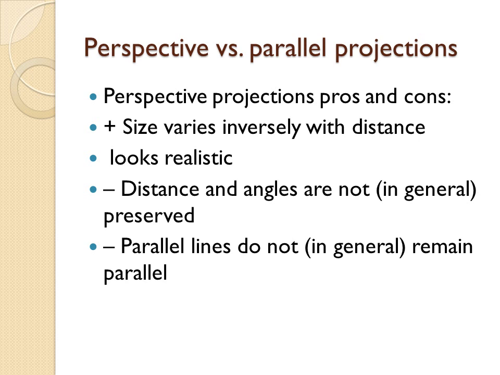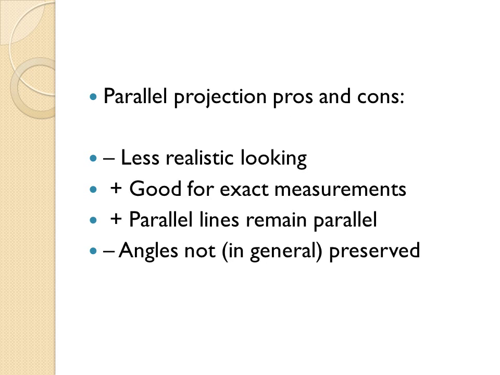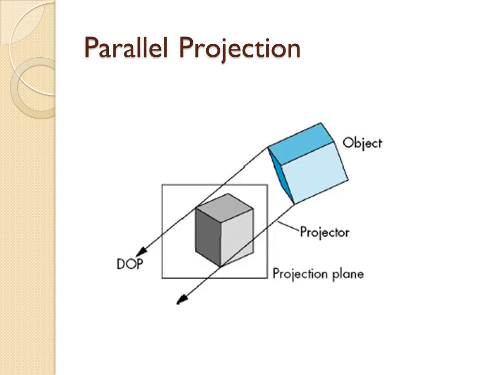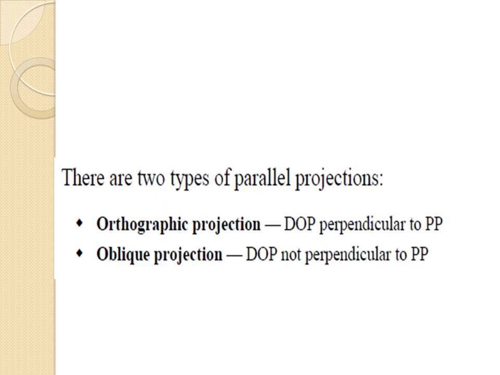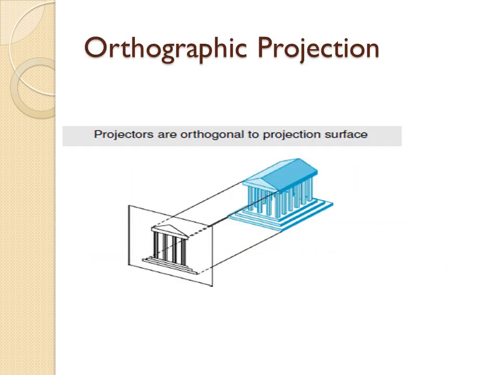Perspective projection looks realistic, but parallel projection looks less realistic, although it is good for exact measurement. And look at this example, it seems to be less realistic, but the measurements and angles, all things are preserved. This is an example of the orthographic projection.